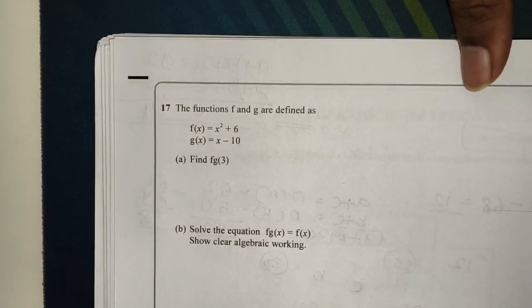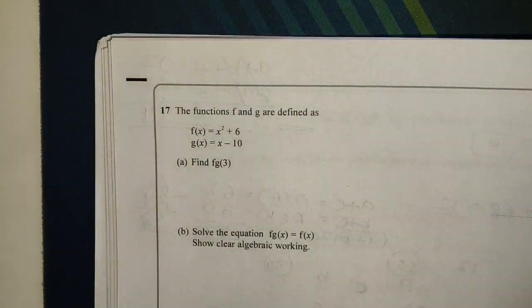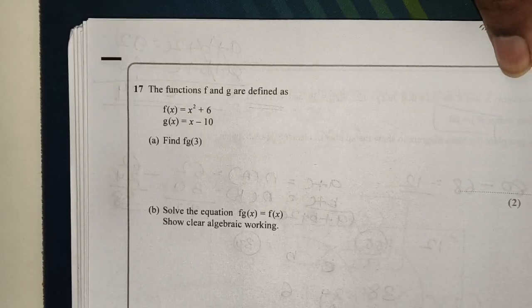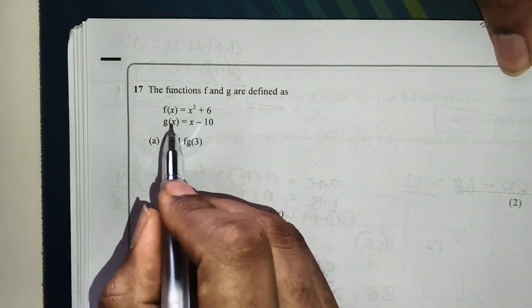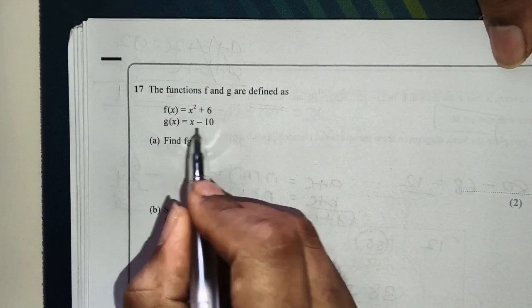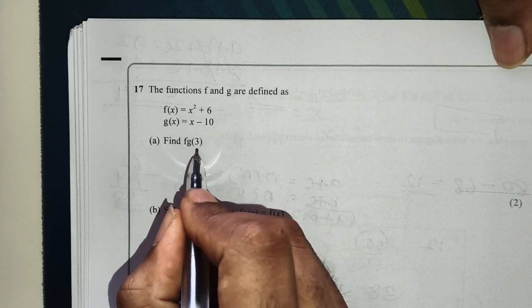First time we are seeing the function questions. Functions are quite easy, but some people find them complicated. So let's see how we are going to solve this easily. Functions are given: f of x equal to x squared plus 6, g of x is x minus 10, and we need f of g of 3.